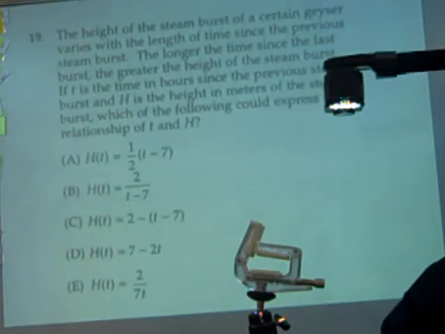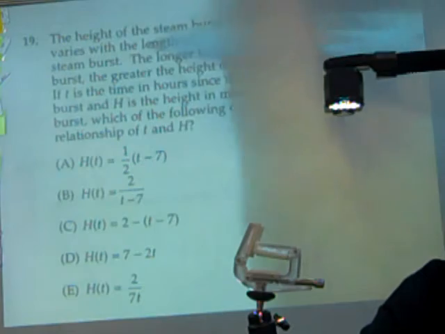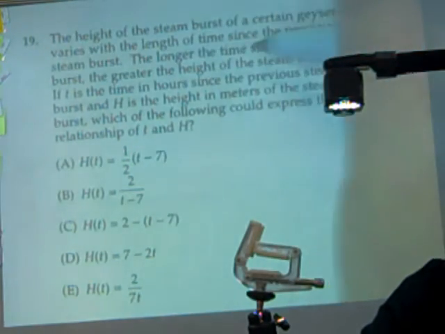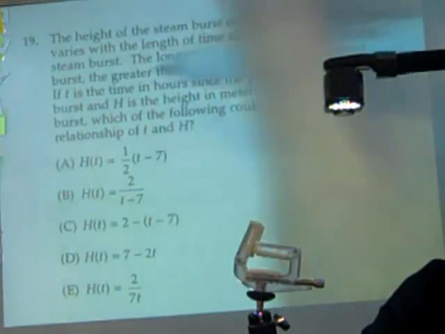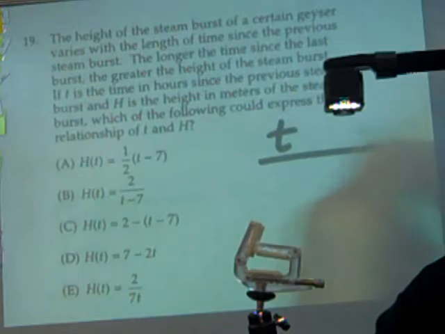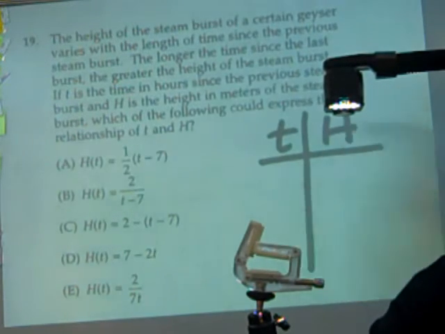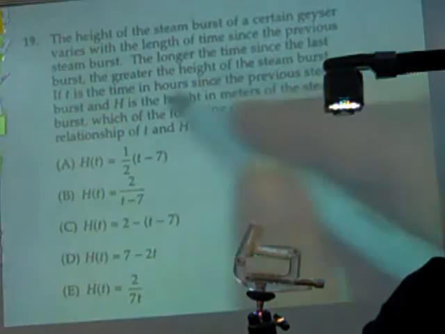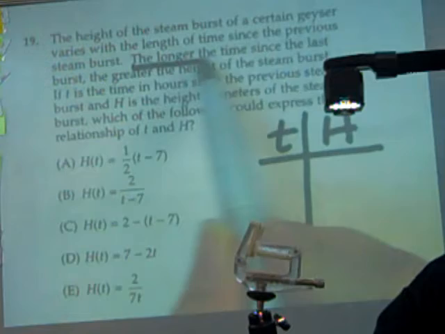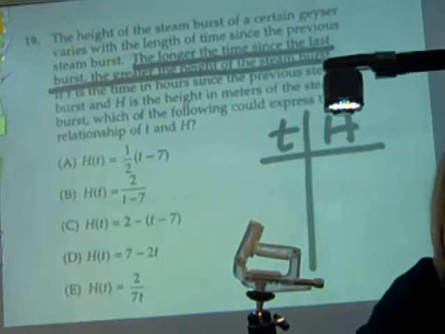Okay, the last one. The height of the steam burst of a certain geyser varies with the length of time since the previous steam burst. The longer the time since the last burst, the greater the height of the steam burst. So if T is the time in hours since the previous steam burst, and H is the height in meters of the steam burst, which of the following could represent the relationship between T and H? So this says, the longer the time since the last burst, the greater the height of the steam burst.